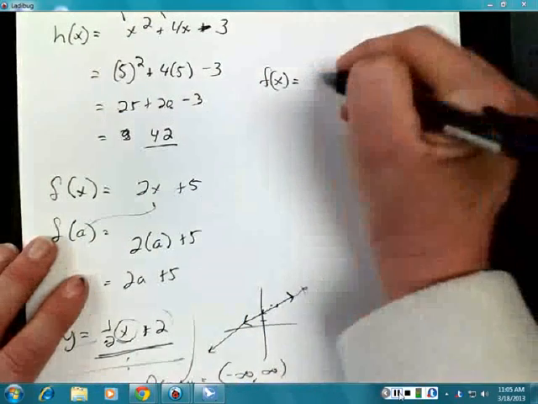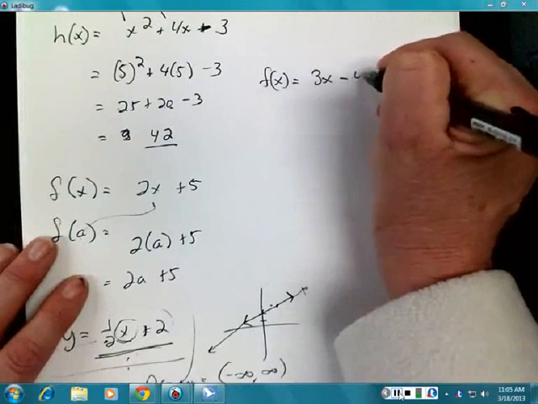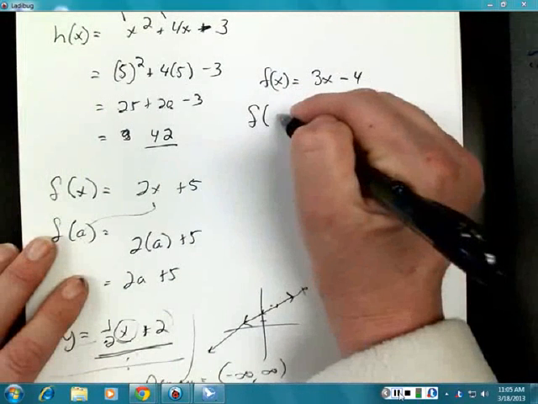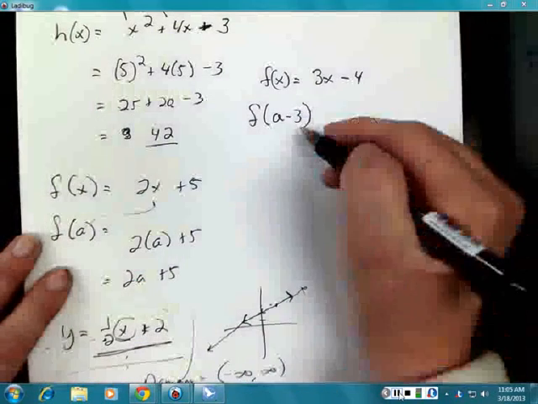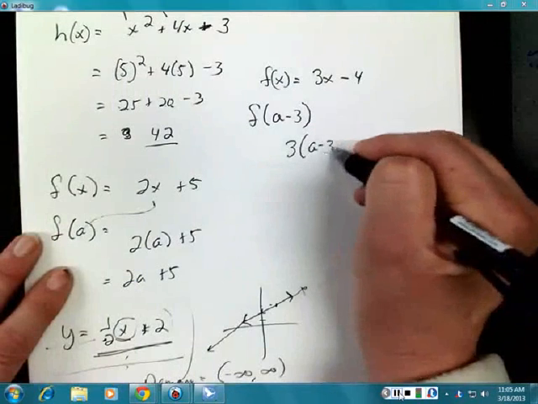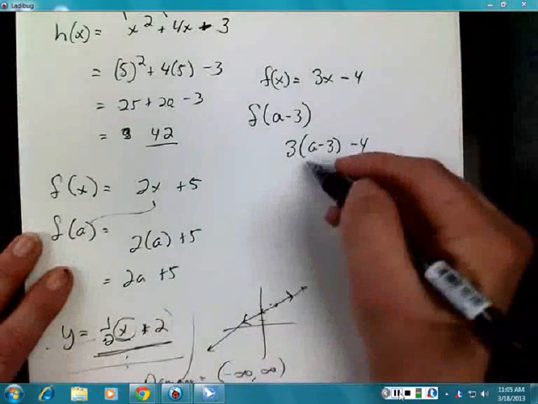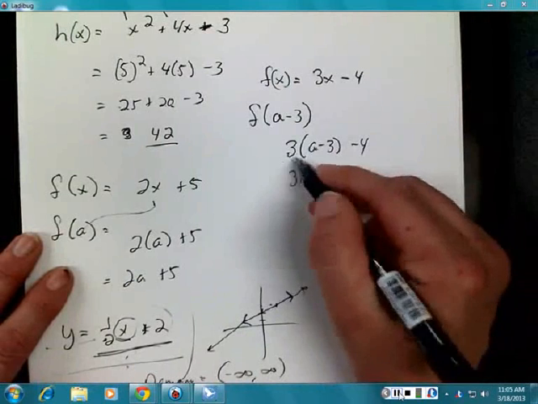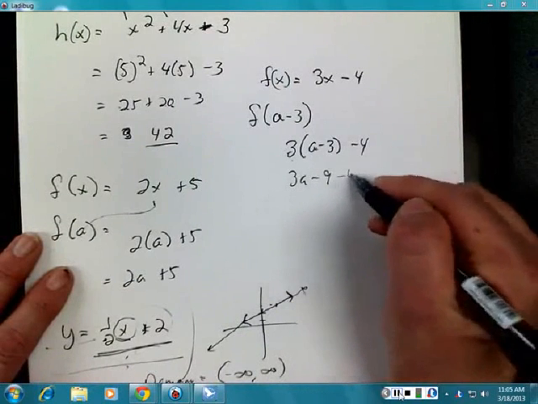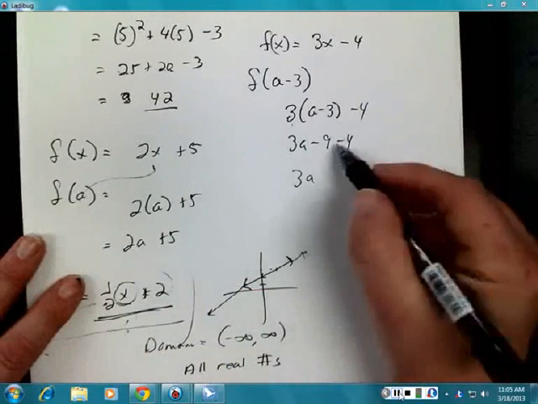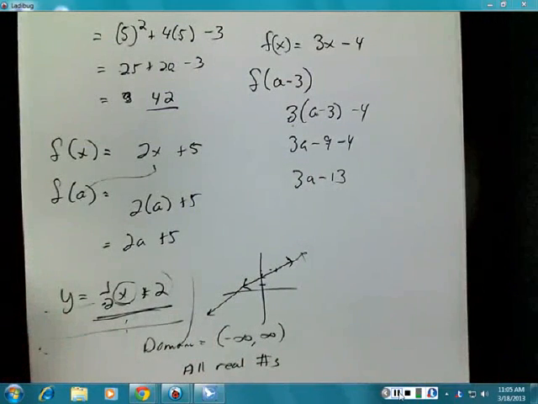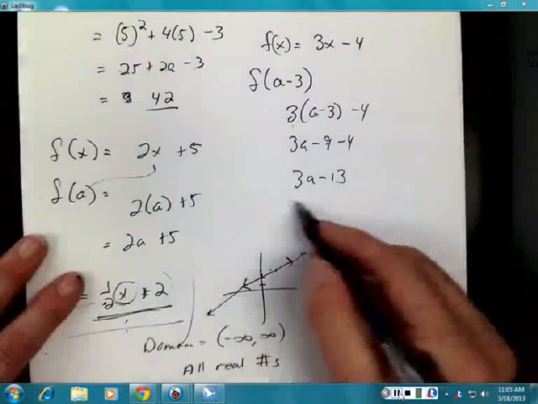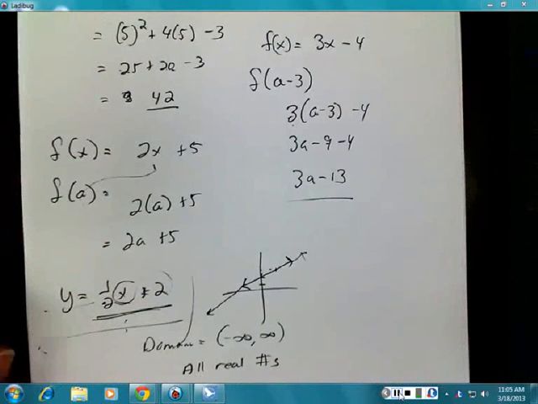Another one that I have seen pop up in Hawks is where they give you f of x equals 3x minus 4, and they tell you that they're going to replace x with a minus 3. And when you do this one, it's going to be 3 times a minus 3 minus 4. 3 times a, then you got to distribute. 3 times negative 3 is a negative 9, and then combine your like pieces. Negative 9 and a negative 4 is a negative 13, so I get 3a minus 13 would end up being my answer for that one.